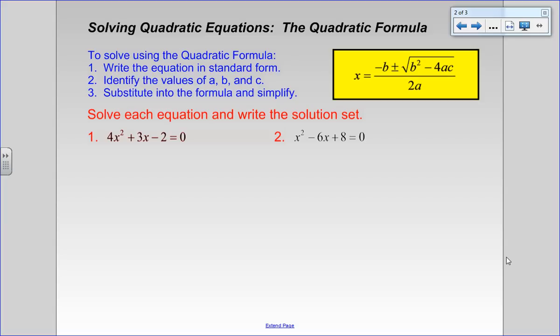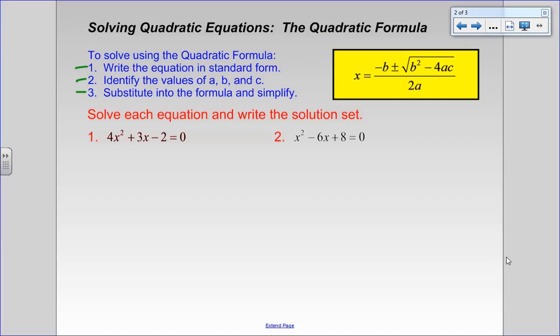To solve an equation using the quadratic formula, we first write the equation in standard form. Next, we identify the values of a, b, and c from the equation. And then finally, we substitute those values into the formula and simplify our solutions.